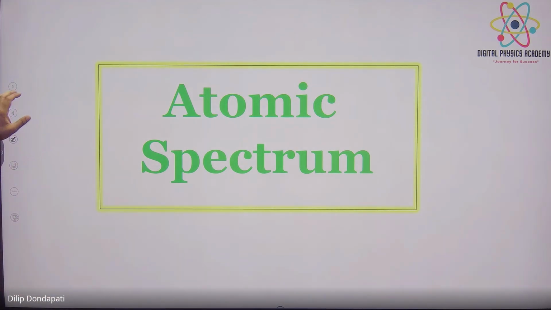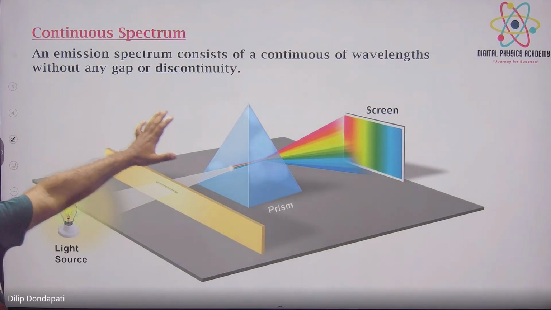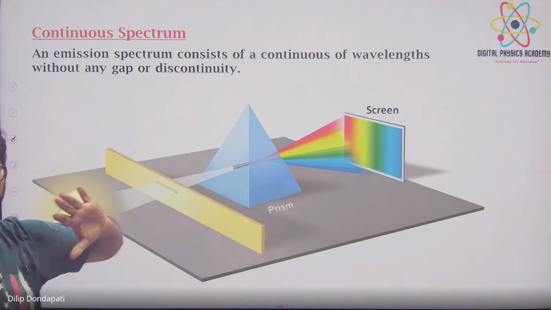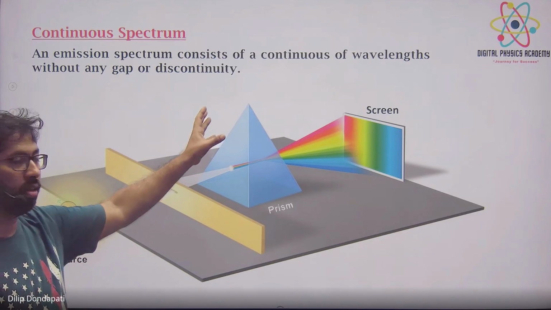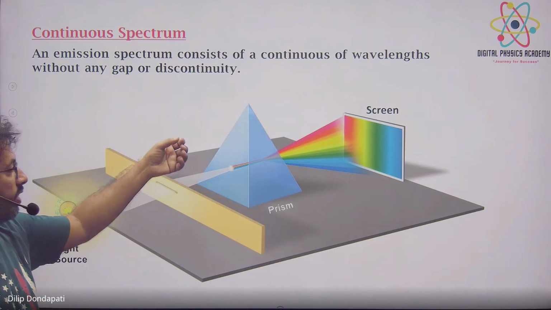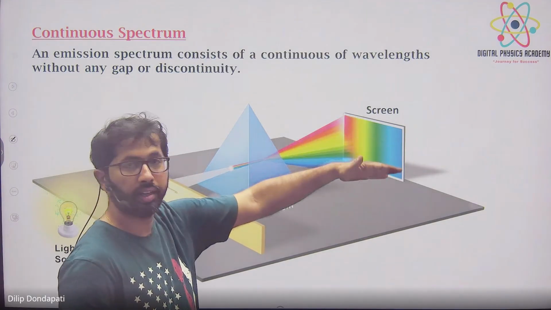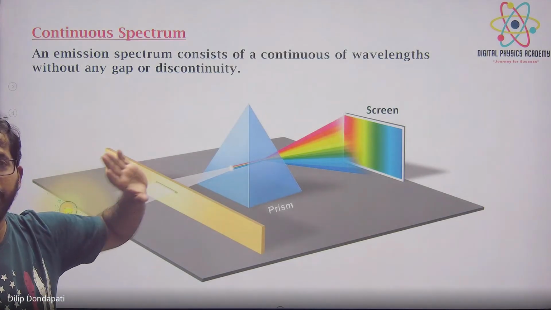Atomic spectrum में we have continuous spectrum के बारे में we learned already, but this does not come under atomic spectrum. Continuous spectrum क्या है? White light pass करूँगा in the prism में. What will happen? It splits into colors, and continuous light आ रहा है ना. This is called continuous spectrum. But इसका and atomic spectrum लेना देना नहीं है.